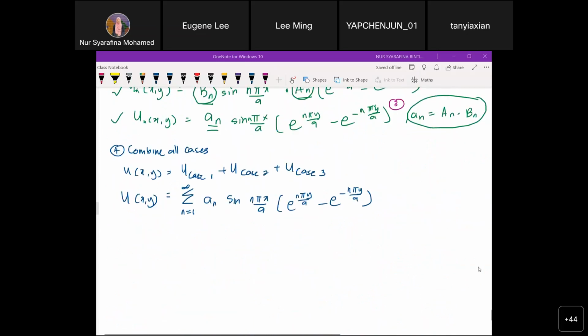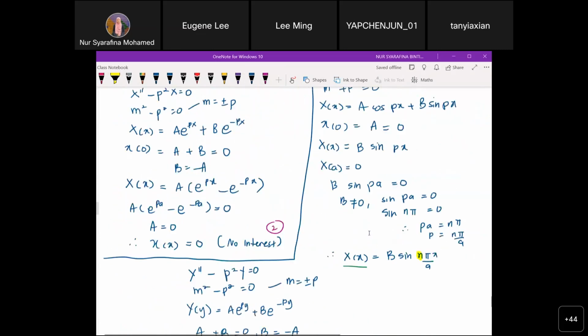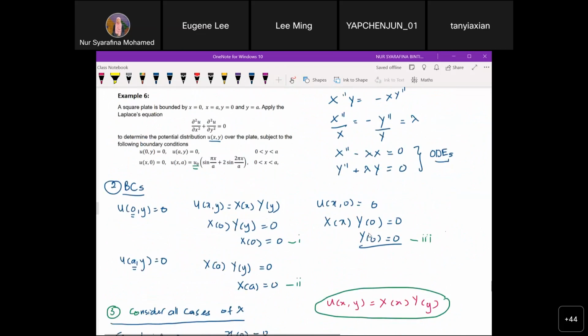Okay, next, apply the condition given. So we have two conditions here, an initial condition, but you have used this as your boundary condition. Actually, no need for this one, right? So we just focus on these two conditions, u(x,0) and u(x,a).